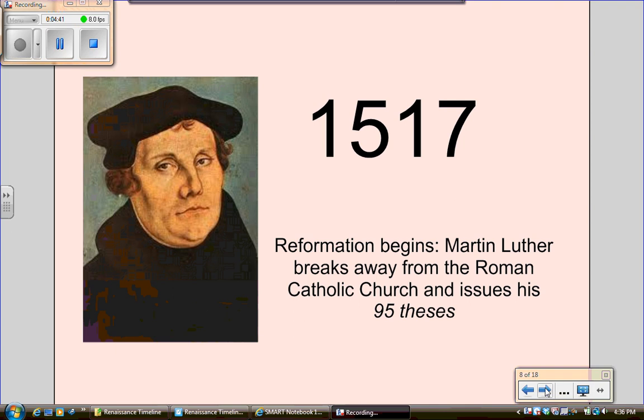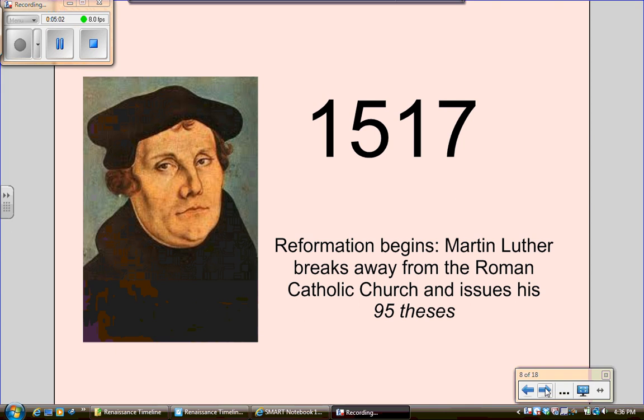In 1517, the Reformation begins. The Reformation was an effort to change the corrupt practices of the Catholic Church. And a monk by the name of Martin Luther wrote down what he called his 95 Theses and nailed them to the door of the Cathedral at Worms.